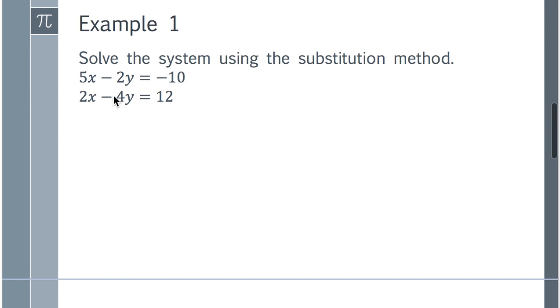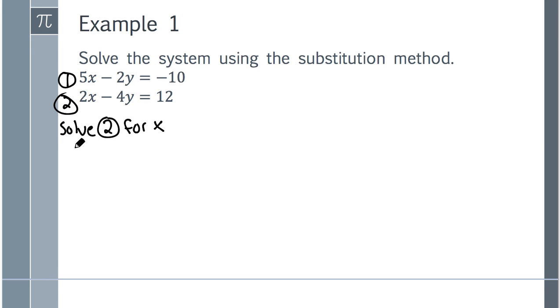Here we go. We have the system 5x minus 2y equals negative 10 and 2x minus 4y equals 12. Again, remember, I like to number my equations. That's my first equation and there's my second equation. In the substitution method, the first step is to solve for a variable. It looks like I'm going to use equation number 2, and I'm going to solve for x, because that's going to give me no fractions.